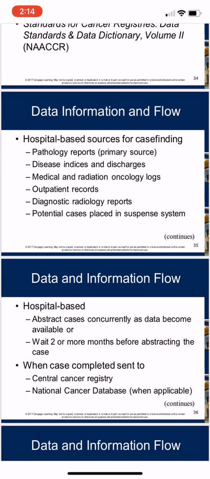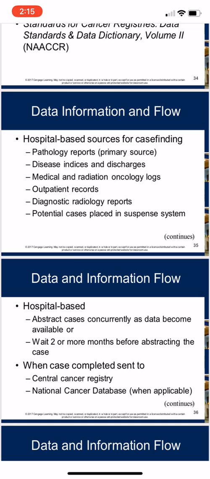Some hospitals abstract cases concurrently as data become available on the case. Others wait two or more months before abstracting the case. The Commission on Cancer has a rapid quality reporting system for breast and colorectal cases to monitor whether or not patients receive timely treatment according to the National Treatment Guidelines. This system requires concurrent abstracting of breast and colorectal cases for participating hospitals. As cases are completed, edits and quality control procedures are carried out, and the cases are then ready for use. At this point, they're also ready for reporting to the Central Cancer Registry and the National Cancer Database.